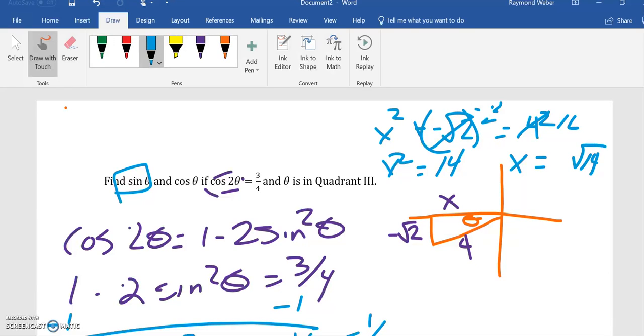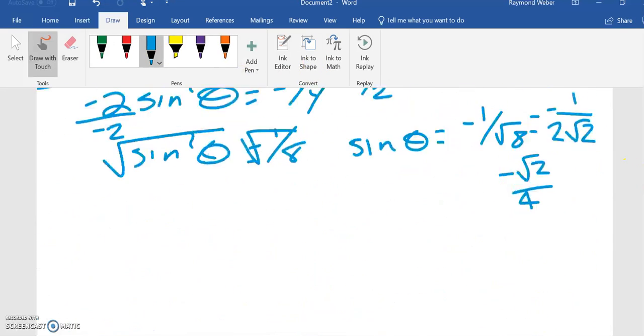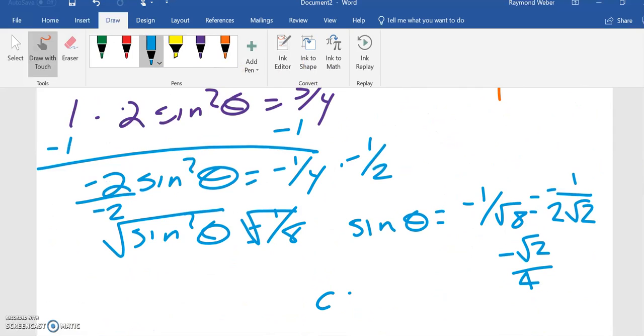Well, cosine in this quadrant is negative. This is negative. And also we can look at this and go, well, that has to be a negative value. So that's our x value, which then tells me that cosine of theta is negative square root of 14 over 4. And that's my second value. So what I'm doing is using my formulas to rewrite so that I can solve for one of these values. Now I could have done this a different way.